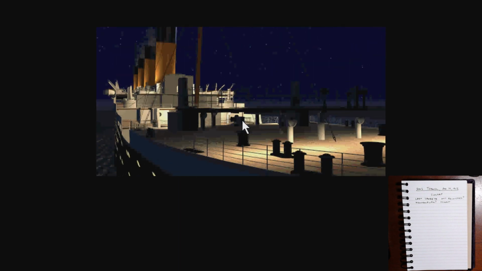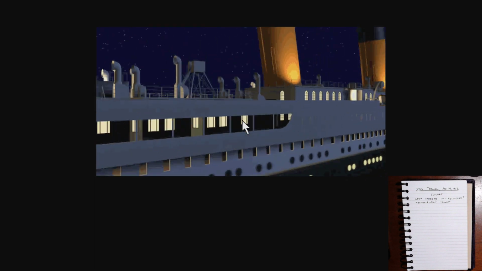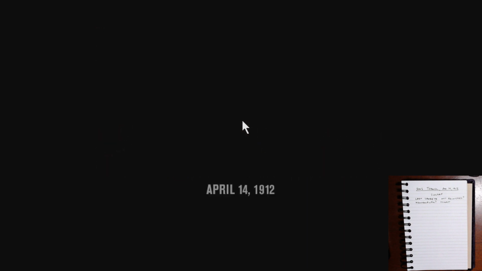It's a beautiful rendering of the ship in 3D. It's supposedly very historically accurate, and in fact, the renderings from this game have been used in several documentaries just because it's so accurate historically. It was all based on accurate historical documentation, photographs, and such.